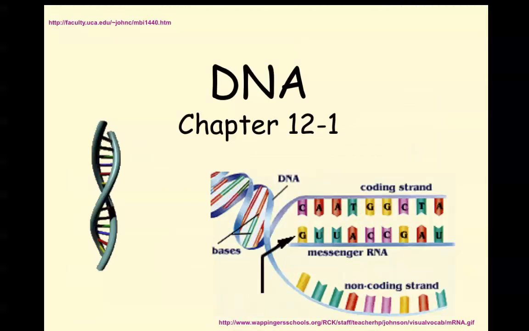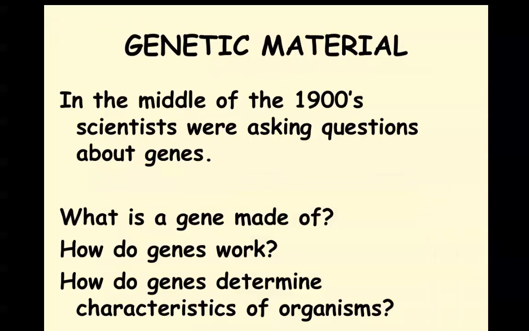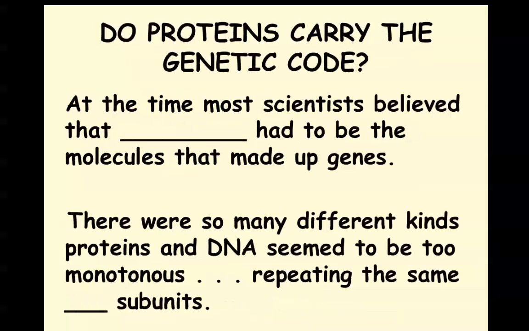Like I said before, this chapter is going to be about DNA. We talked about this in our review game, but in the middle of the 1900s, scientists were asking questions about genes. They didn't actually know what they were made from or where they came from. They knew of the macromolecules in our bodies, but they didn't know what was responsible for heredity.